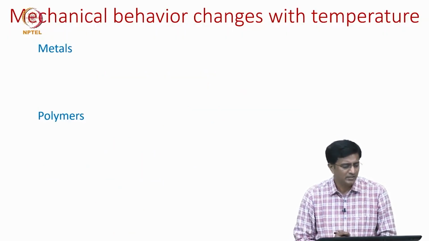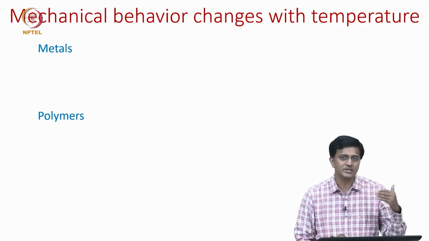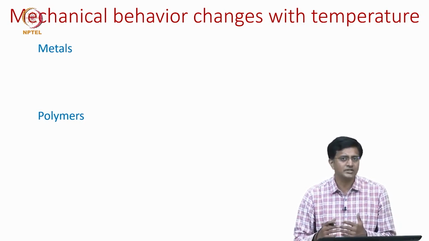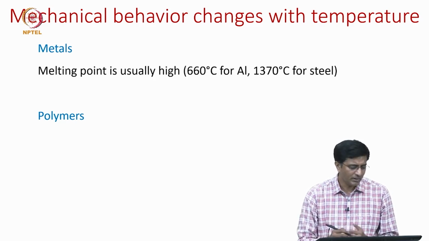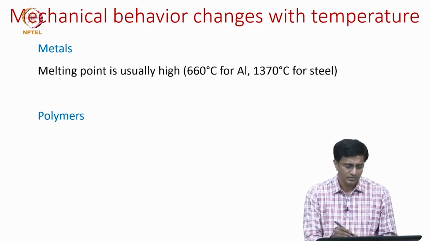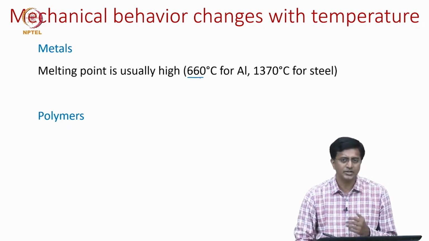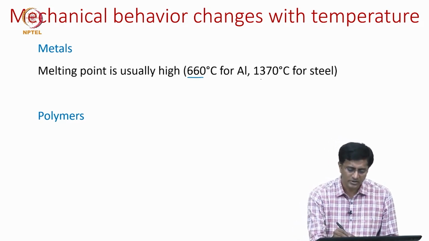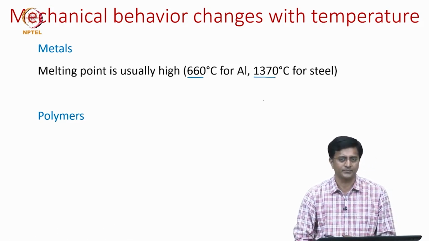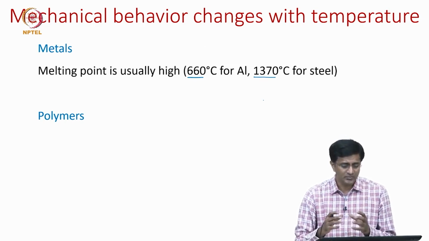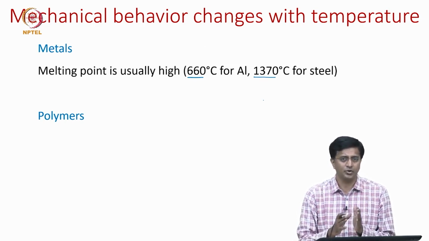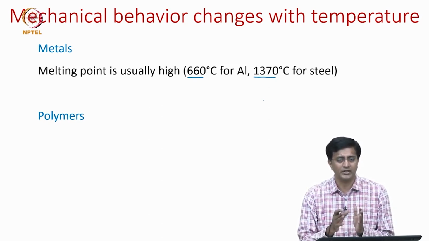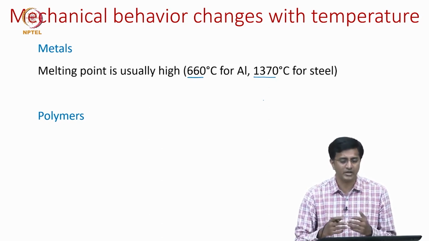So, first let us see how the mechanical behavior changes with temperature. For this, let us first discuss metals, and then we will discuss polymers. For metals, we know that the melting point is usually high. It is 660 degrees centigrade for aluminum, and for steel it is about 1400 degrees. As you can see, these melting point temperatures are very high compared to room temperature, which is somewhere between 25 and 30 degrees centigrade.